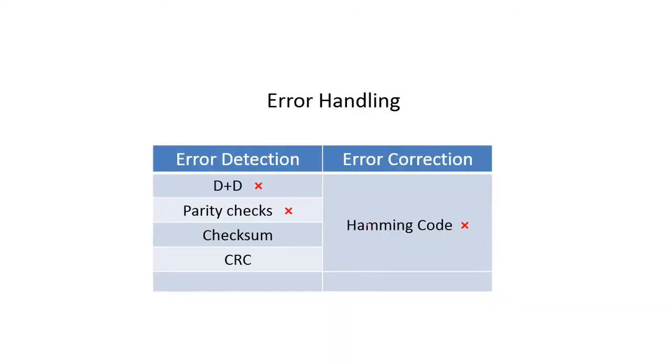Let's see what we have discussed till today in terms of error handling. We have discussed error detection and error correction. In terms of error detection, we have discussed methods like data plus data. Then parity checks, a single bit parity or a multiple bit parity. Then checksum, and the last one was the CRC. CRC stands for cyclic redundancy check, whereas for error correction we have discussed Hamming code.